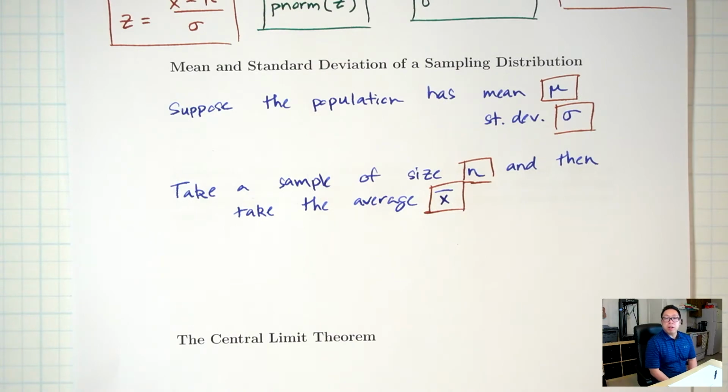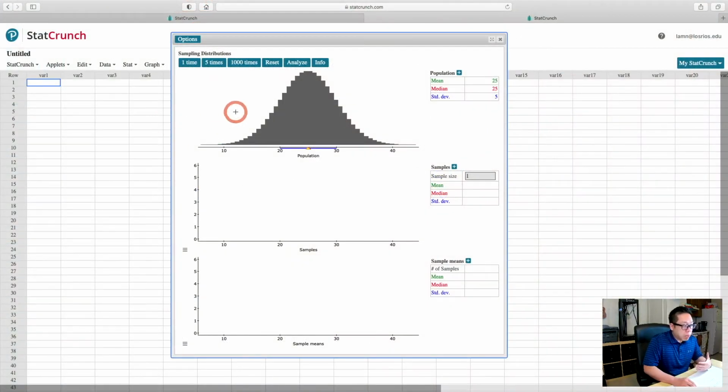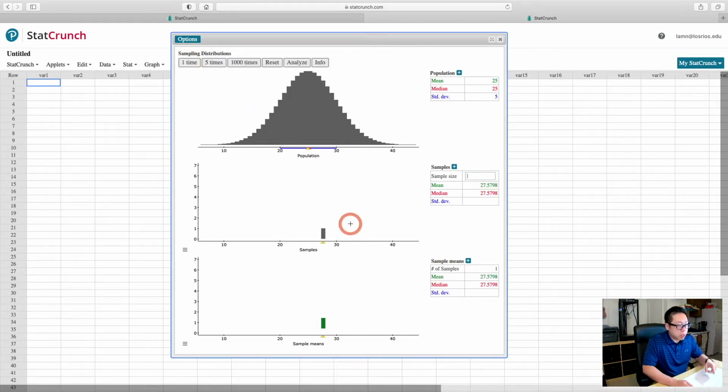All right, so now let me show you a demonstration. The picture at the top here represents the population. So the population we're talking about here is the population of all college students. The numbers at the bottom represent the ages of college students. And what I care about here is the mean, which is 25 in this case, and the standard deviation, which is 5. And what I'm going to do here is I'm going to take a sample of size 1. So in other words, I'm going to take one random student and then record their age. Another random student, and then record their age. Another random student, and record their age. And then I'm going to repeat this process many, many times.